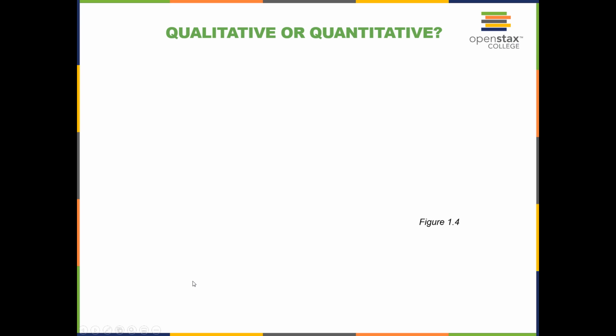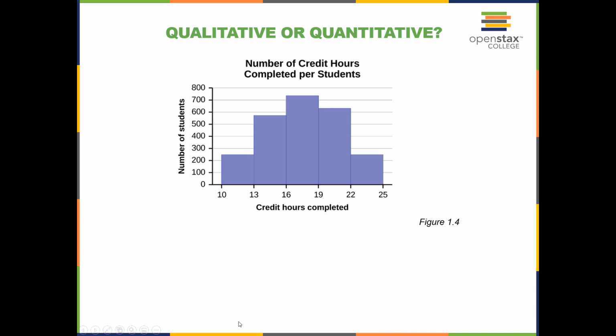So let's look at a few more examples and see if we can determine whether they are qualitative or quantitative. Just based on this graphic, can you tell which type it is? Well, if we look on the horizontal axis, we see that we are recording credit hours completed and the number of students that fell into each category. But the question that was originally asked would be the variable. So based on what the variable is, we'll be able to tell if it's qualitative or quantitative. So what is the question that each student would be asked?